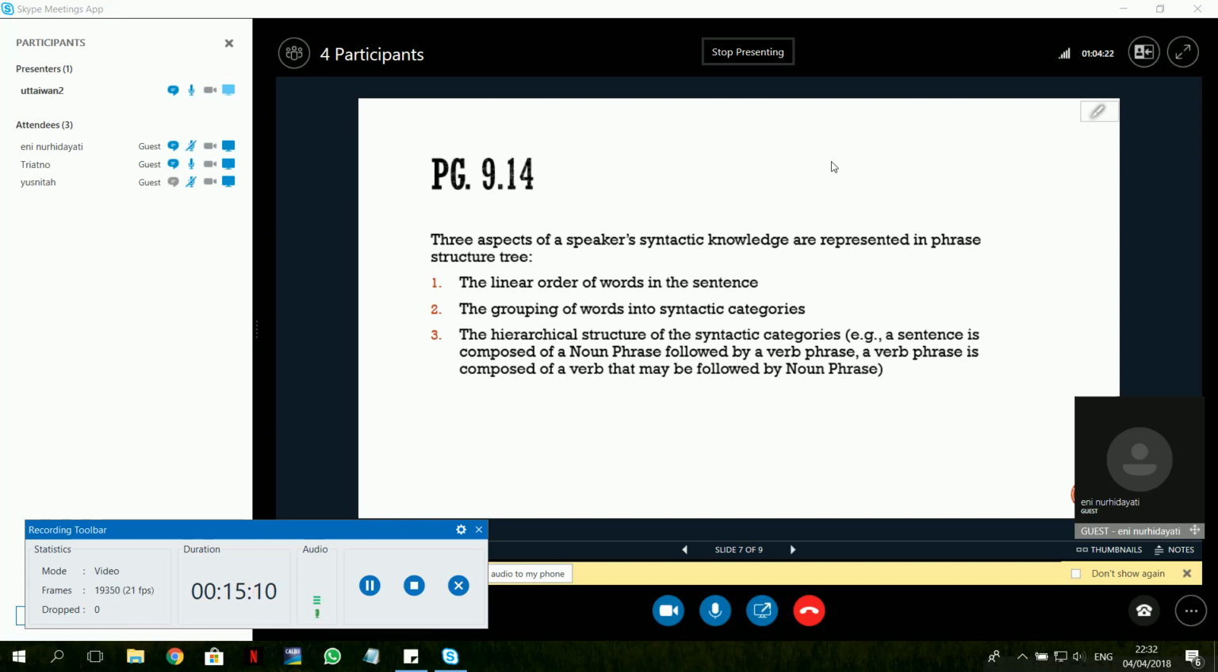Since the garden in the garden can be traced up the tree to the prepositional phrase, this constituent is a prepositional phrase. The phrase structure tree reflects the speaker's intuitions about the natural groupings of words in a sentence. Jadi kalimat ini sebenarnya menjelaskan how this rule works, how these rules apply to the sentence. Mas Tri bisa bacakan paragraph the phrase structure trees.